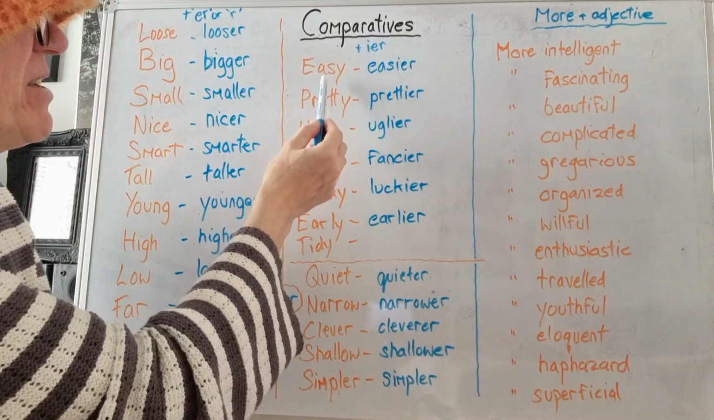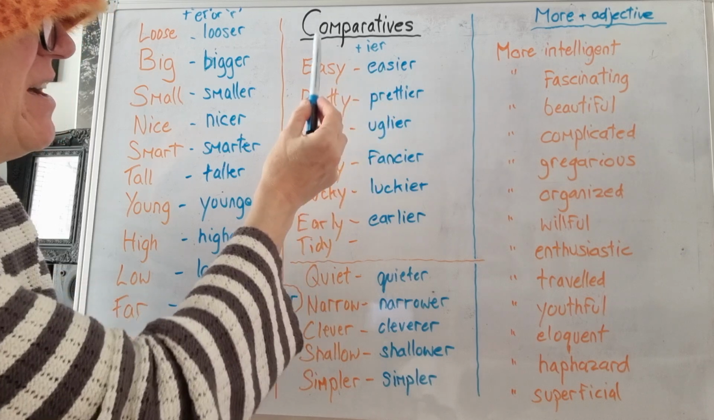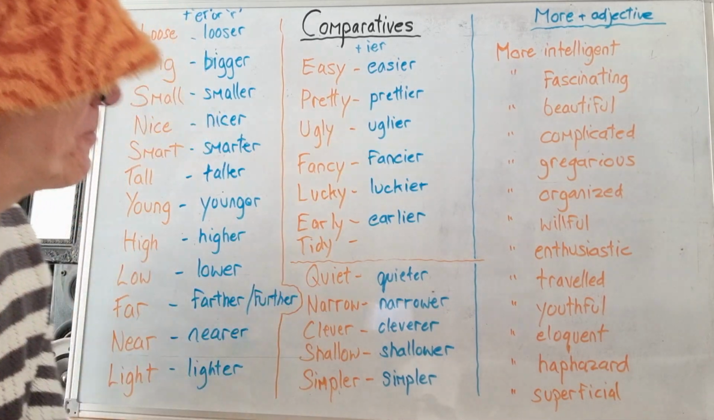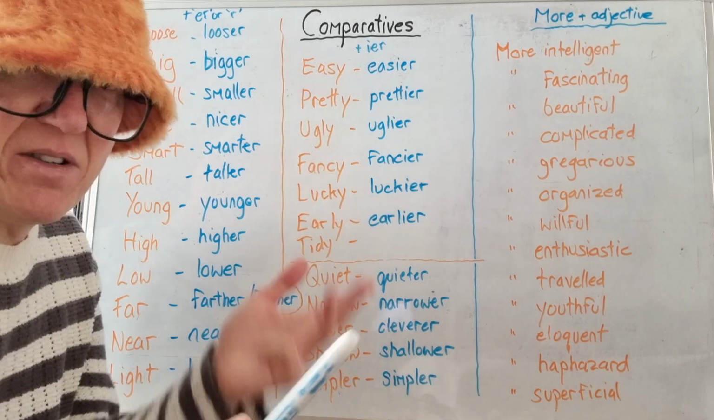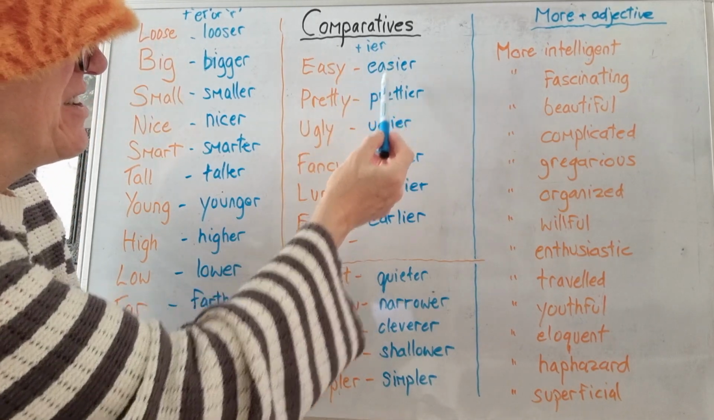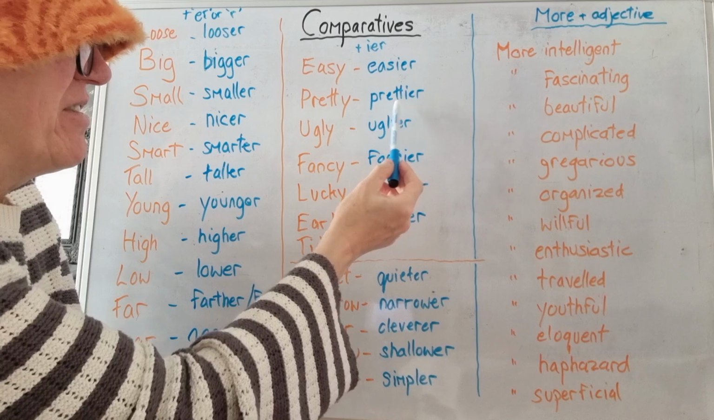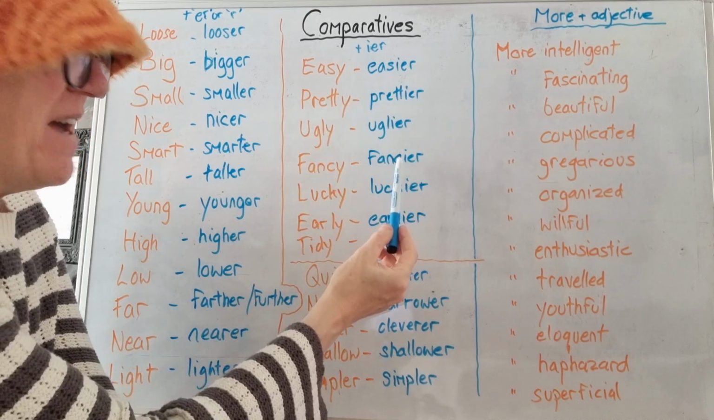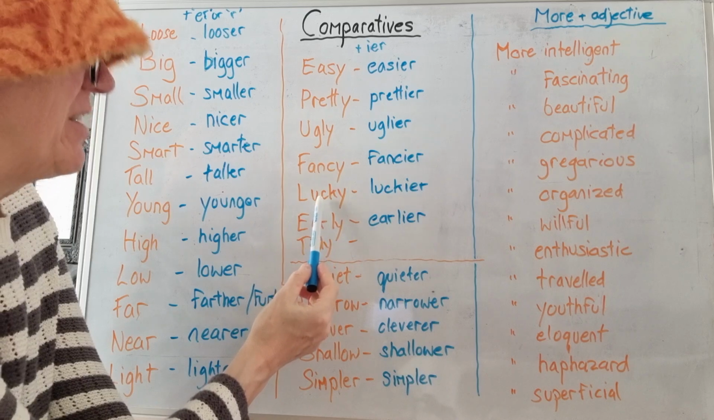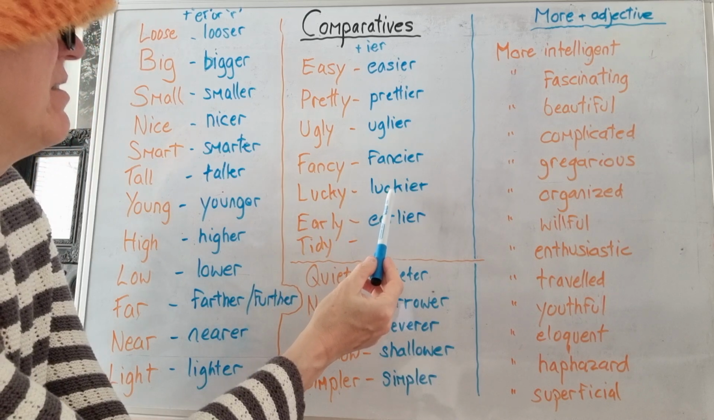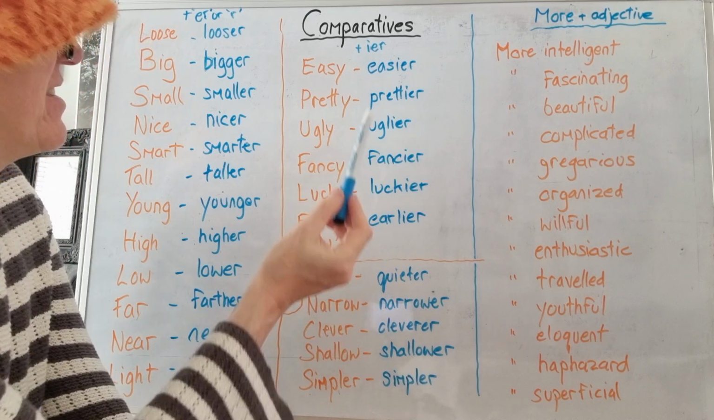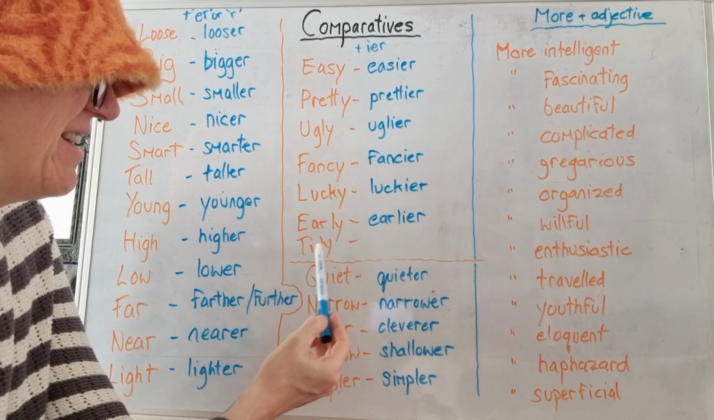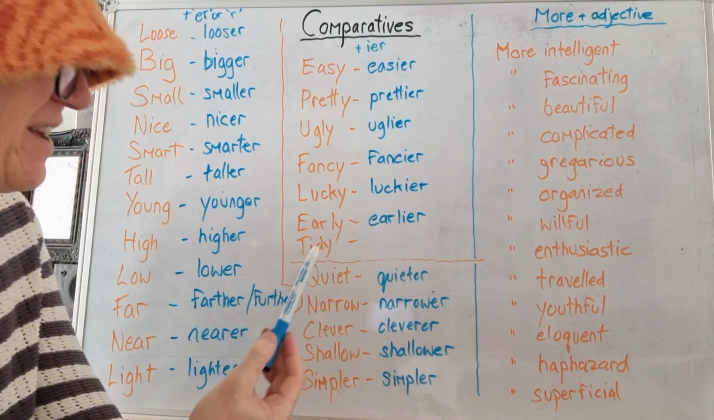So easy becomes easier. These are two syllable adjectives ending in Y. Easy, easier, pretty, prettier, ugly, uglier, fancy, fancier, lucky, luckier. Early, earlier, and tidy, tidier.